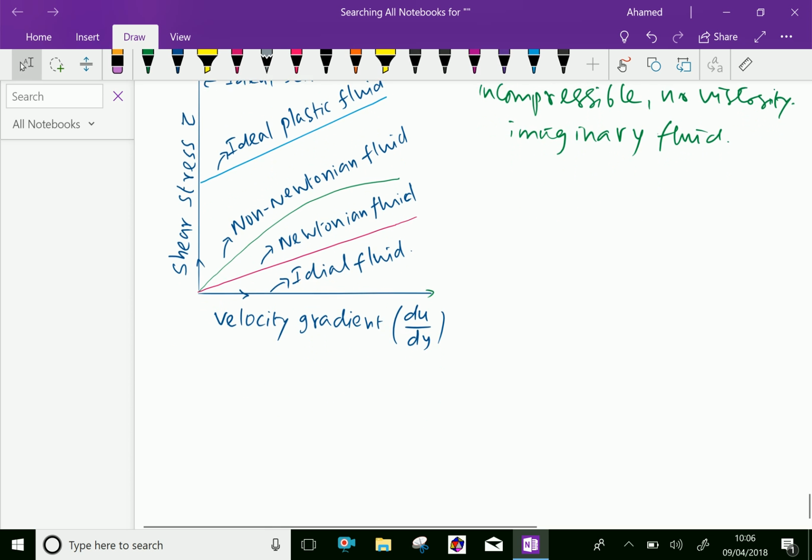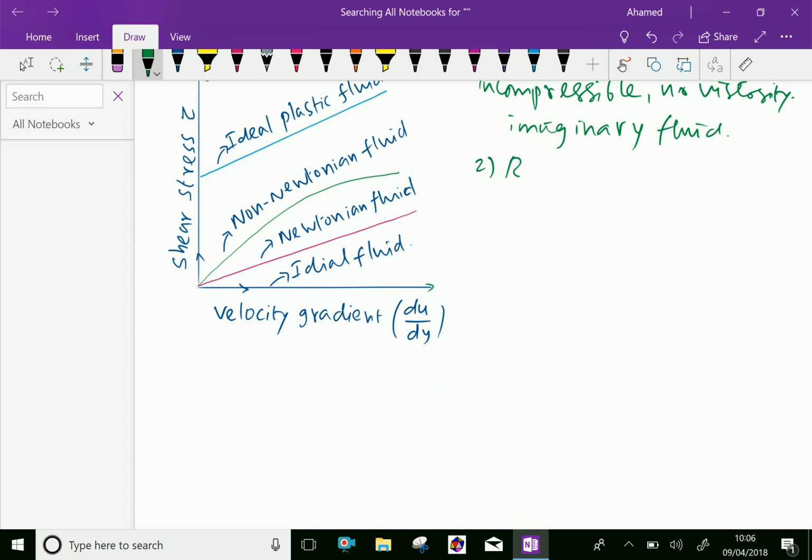Now second one, real fluid. A fluid which possesses viscosity is known as real fluid. All the fluids in actual practice are real fluids. Here, having viscosity, most fluids are represented as real fluid.